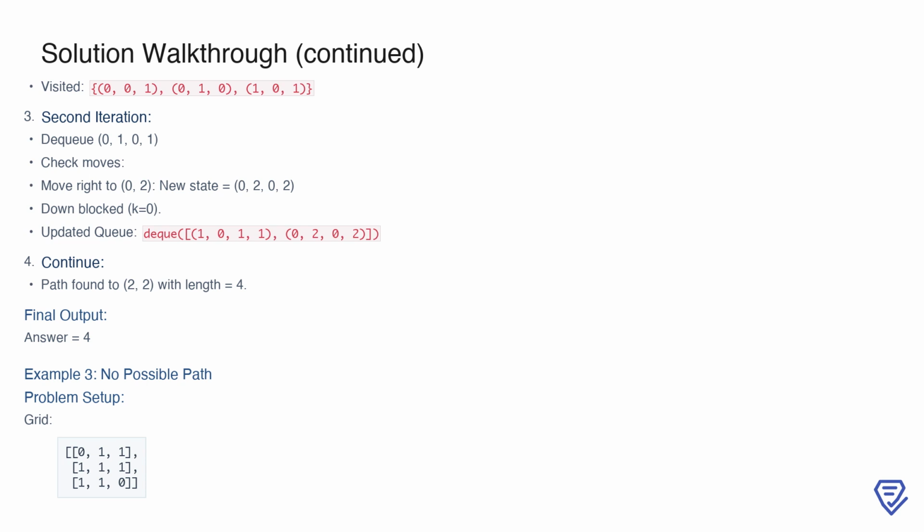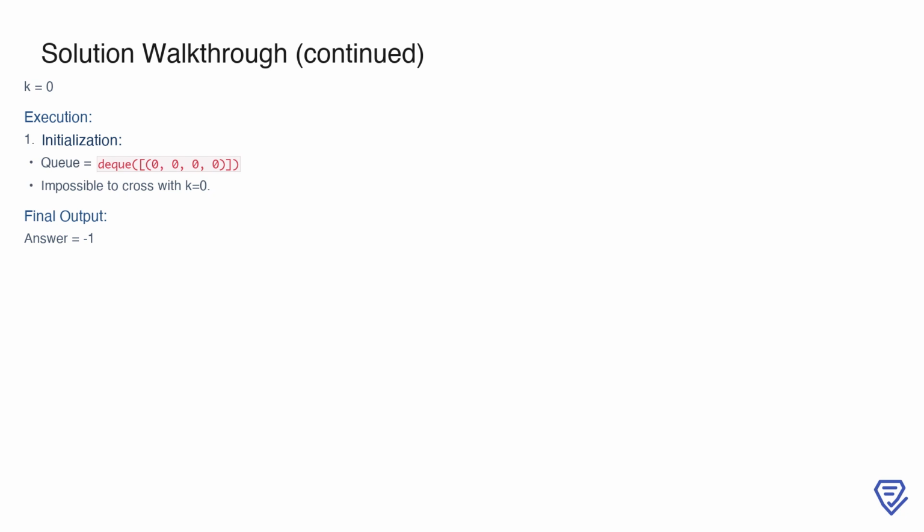Eventually, the BFS finds a path to the target cell, (2, 2), with a total path length of 4 steps. Note that the obstacle elimination was used strategically to ensure the shortest path could still be found. The output for this grid is 4.